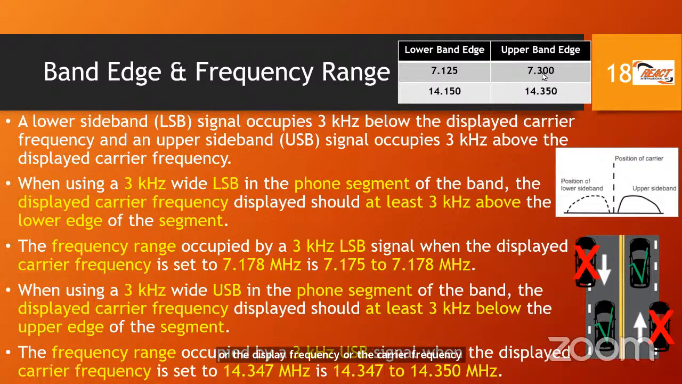If our upper band edge is 7.300, for example, we cannot punch in 7.300 on our radio and then switch to upper sideband, because we will be transmitting from 7.300 to 7.305, which is outside of our band completely, outside of the band edge to begin with, and that is illegal operation. So we cannot go to the band edge and then select upper sideband at the upper end, right? We need to always select a frequency on the display such that when we select the mode, the bandwidth occupation does not go beyond our band edge. That's the point.